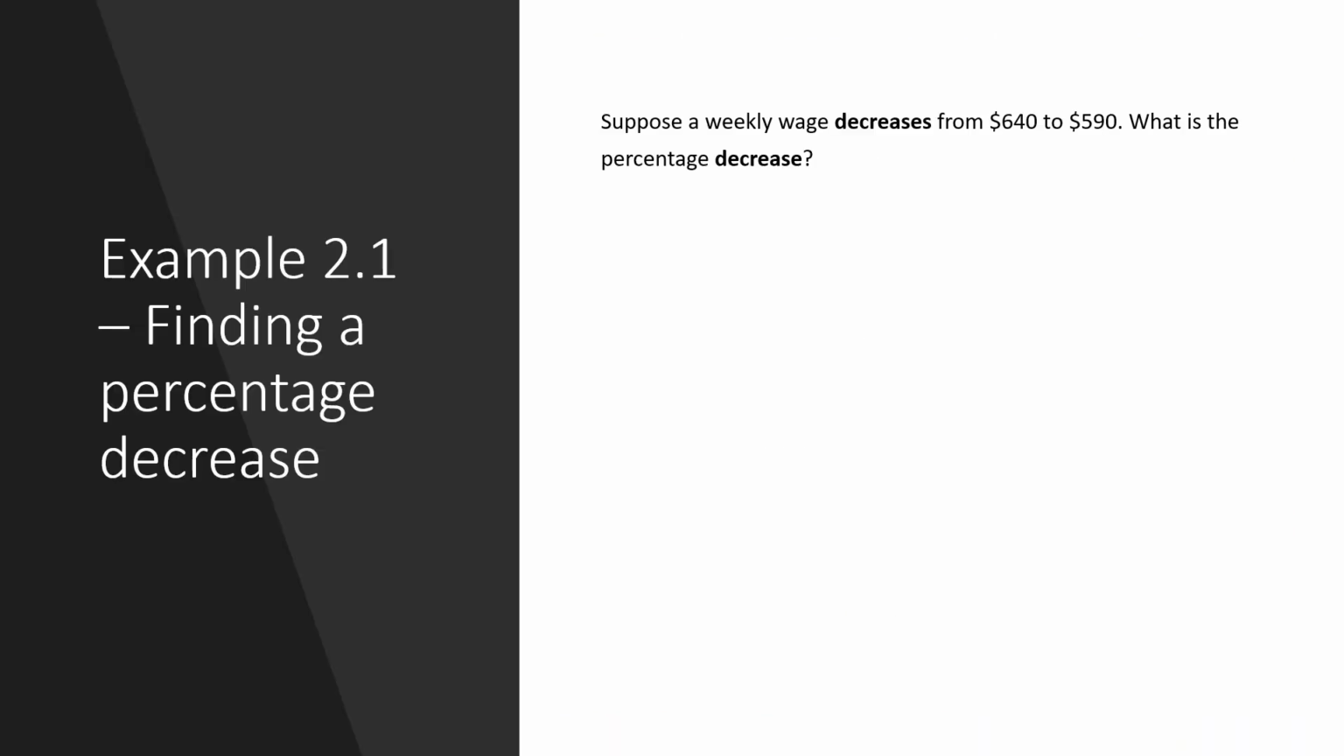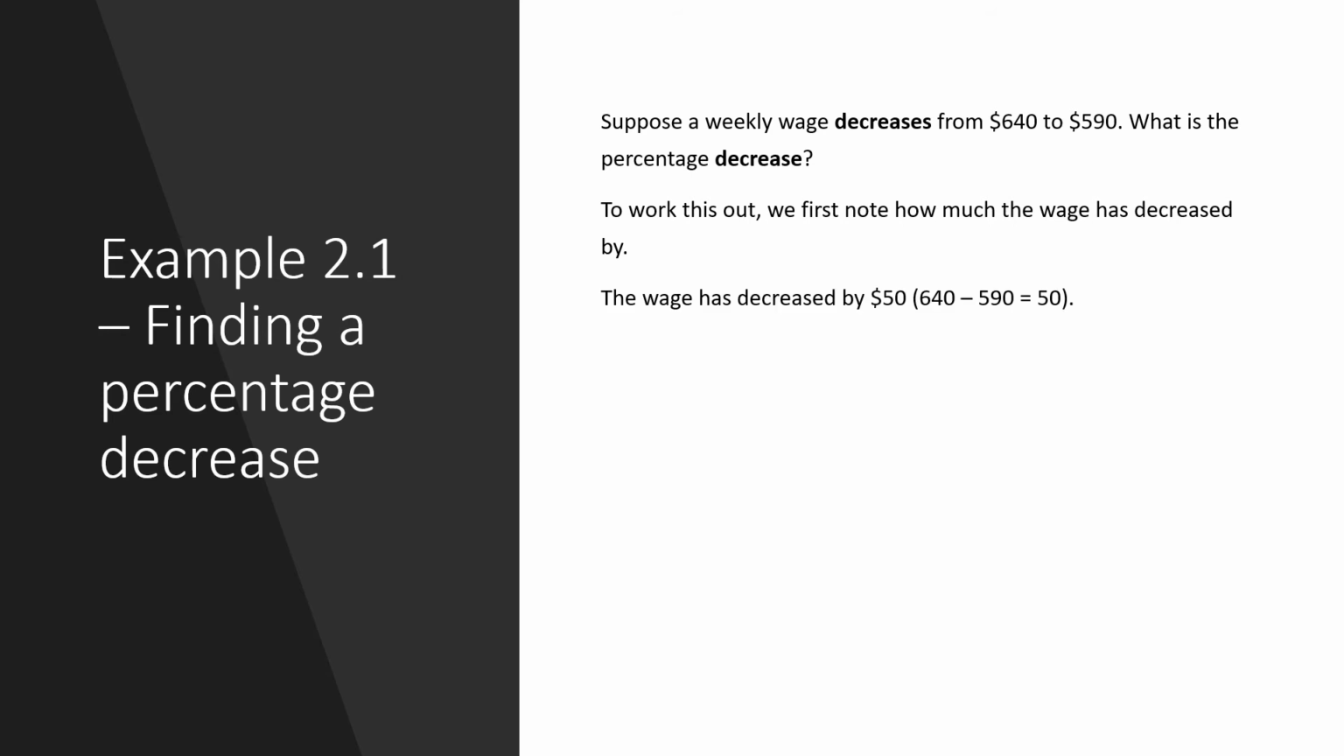So moving on now to finding a percentage decrease. This is similar to increasing in some ways, so isn't something completely new. This time we're going to look at the example of a wage decreasing from $640 per week to $590 per week. To figure out what the percentage decrease is, we first need to figure out what was the decrease in the wage. In other words, what is the difference between $640 and $590, and that's of course just going to be $50, since $640 take away $590 is $50.